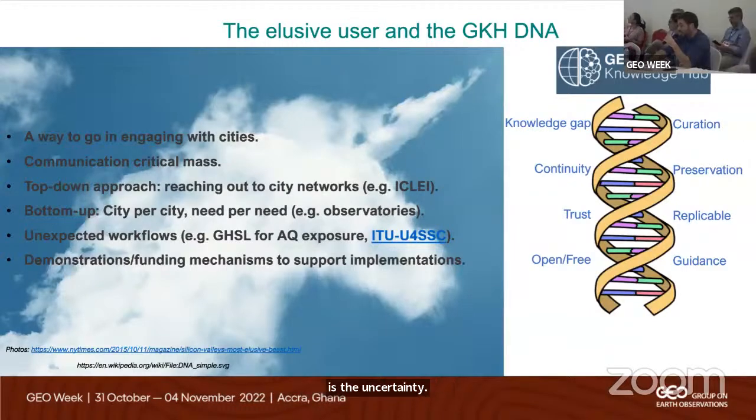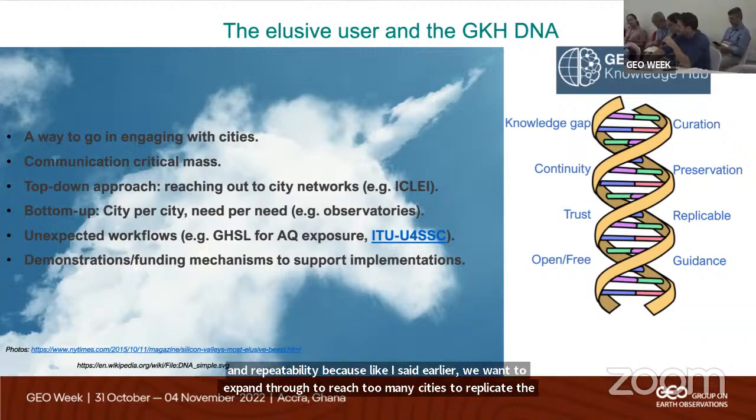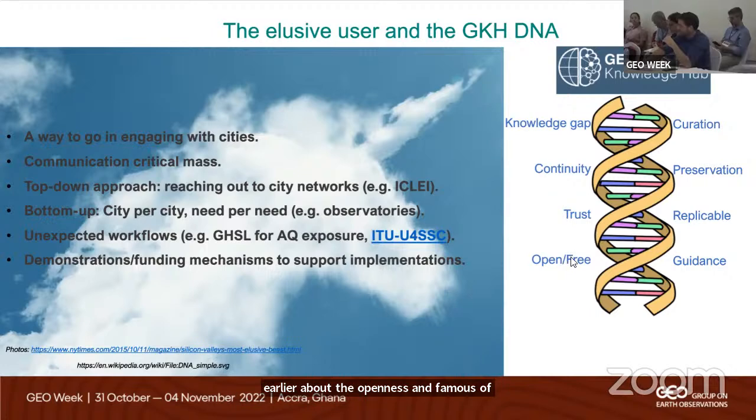So reproducibility is key, both for the toolkit and the GeoKnowledge Hub. And replicability, because like I said earlier, we want to expand to reach many cities, to replicate the use cases, the local use cases. And I cannot stress enough, like you just said earlier, the openness and freeness of all datasets used and the workflows and software, etc. Next slide, please.